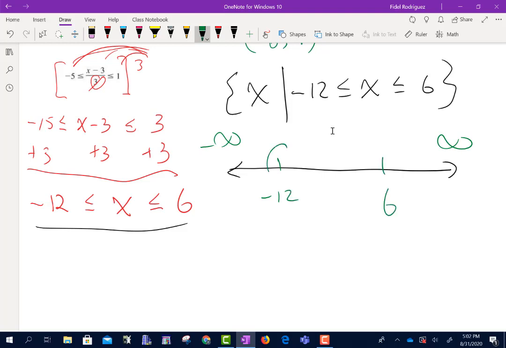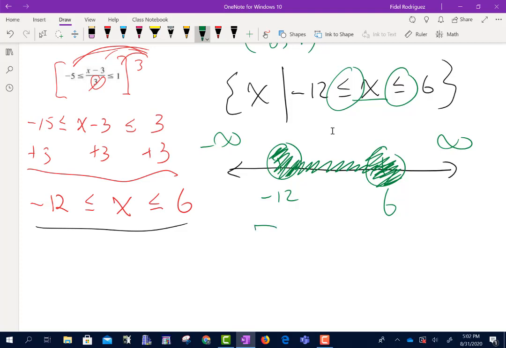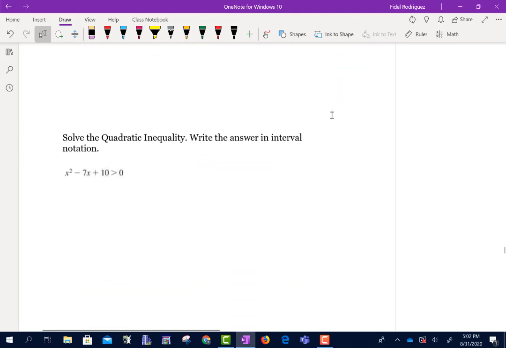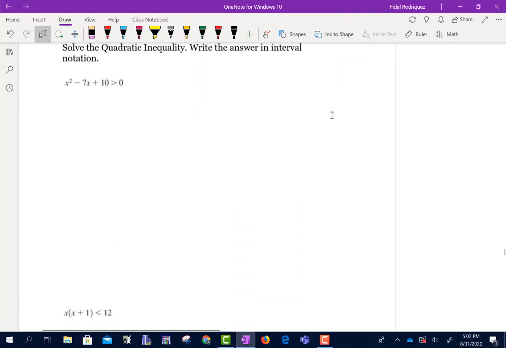Let me draw my number line with my negative infinity and my positive infinity. Let's put our two numbers, -12, +6. Should we fill in the circles? Yes, we should. Claro que yes. Remember, the x is in the middle, so I'm going to shade in the middle. And my interval form, or my interval notation, will be using brackets.